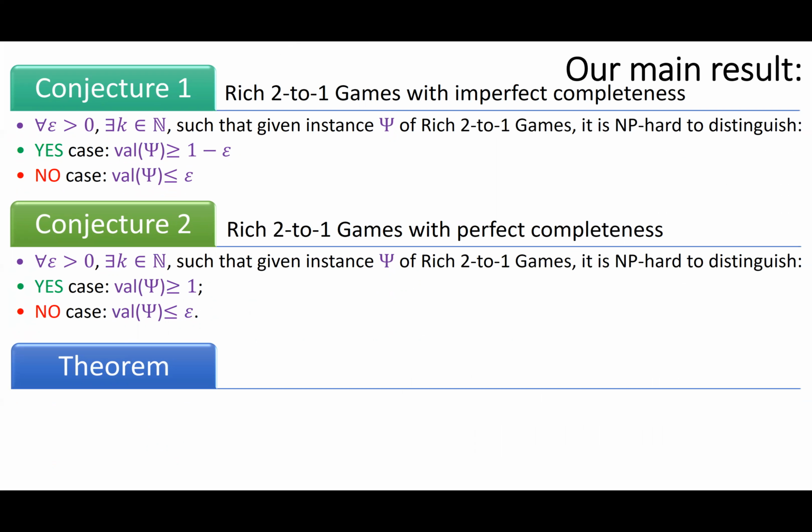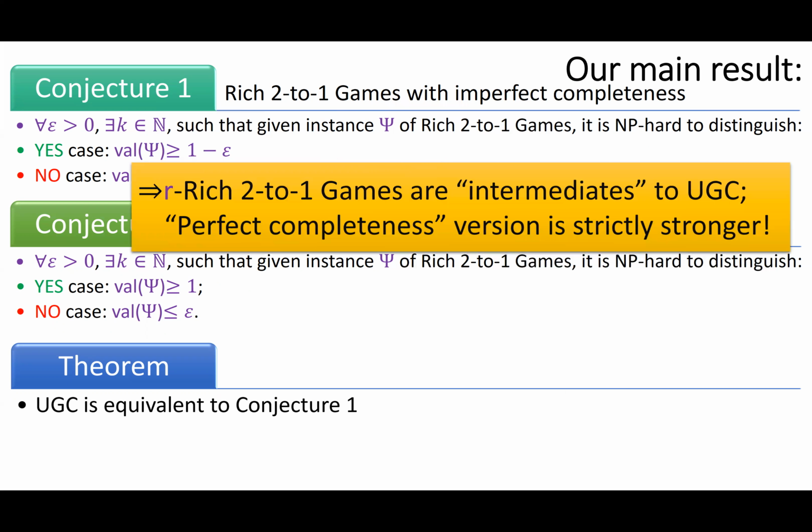So here is our main result. Our main result asserts that conjecture 1 is in fact equivalent to the unique games conjecture. That is, UGC holds if and only if conjecture 1 holds. So let's take a moment to make some corollaries.